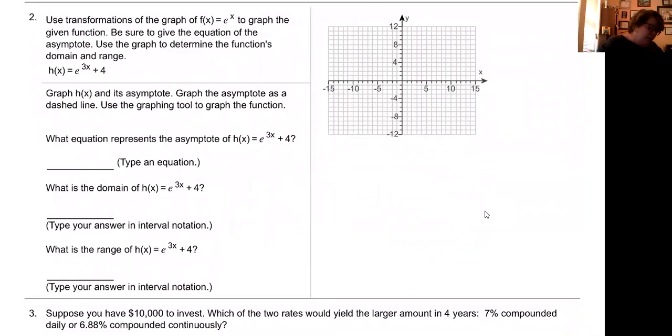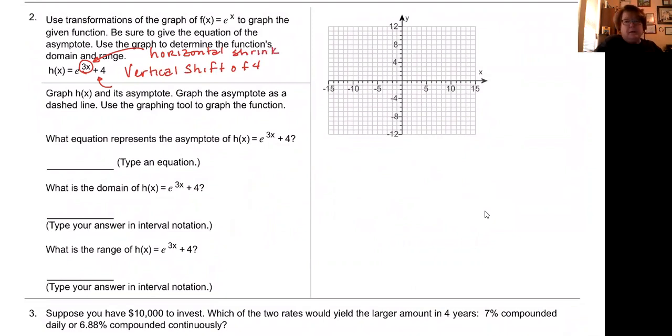First of all, we're adding 4 to the function, so that is a vertical shift. And it's a vertical shift of 4. The other thing we're doing is we're multiplying our input x by 3. So that is going to be a horizontal shrink. Remember, when you multiply x by a number larger than 1, that's a horizontal shrink. So that 3 is going to make a horizontal shrink.